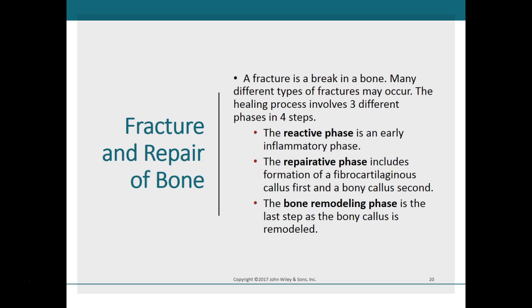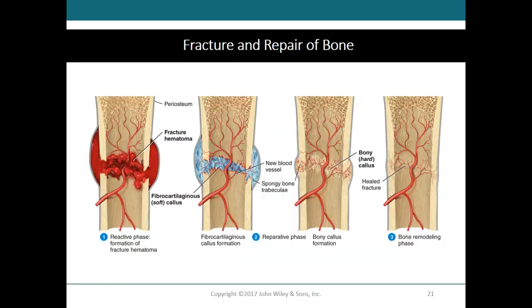We begin with a reactive phase, which is the very first and early inflammatory phase. Then we have to repair the bone, so that's the reparative phase. We've got to build new fibrocartilaginous structures and then replace that with bone. And then we have to remodel that bone in the next phase, which is called bone remodeling. Easy enough, right? So let's look just briefly at each one of these.